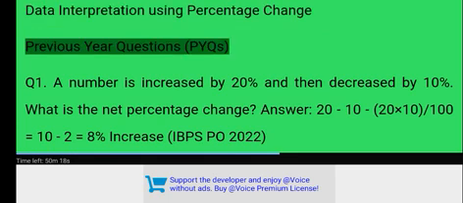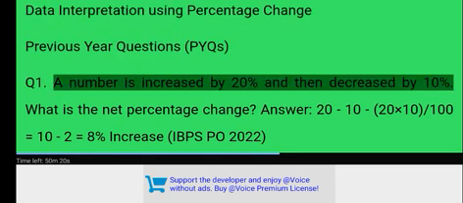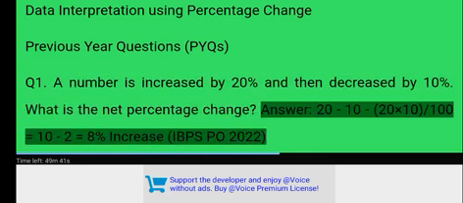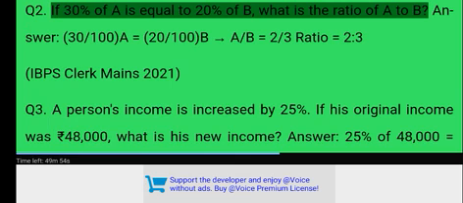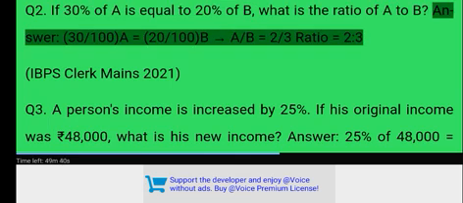Previous year questions, PYQs. Q1. A number is increased by 20% and then decreased by 10%. What is the net percentage change? Answer: 20 minus 10 minus (20 times 10)/100 equals 10 minus 2 equals 8% increase. IBPS PO 2022. Q2. If 30% of A is equal to 20% of B, what is the ratio of A to B? Answer: 30/100 A equals 20/100 B, so A/B equals 2/3, ratio equals 2:3.